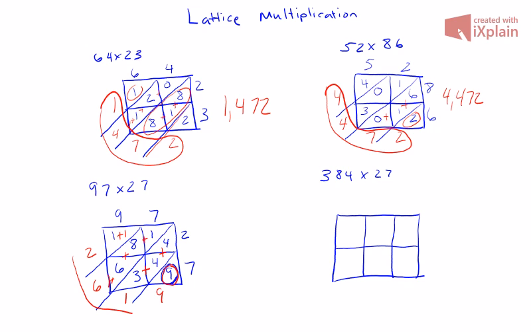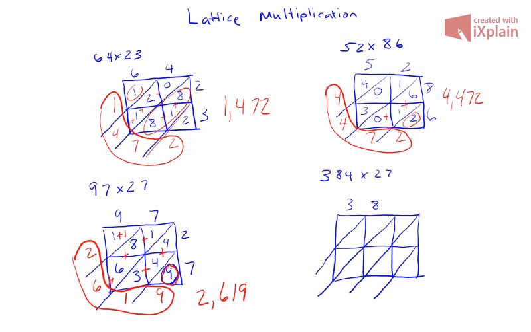So your answer is 2,619. All right, and again, I wanted to show you that this works for larger numbers too. So you still do the same thing, and you put your numbers here.